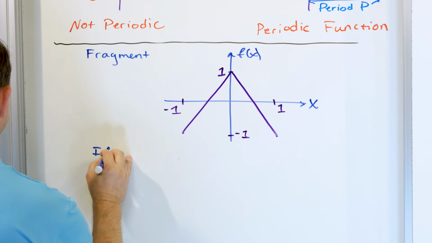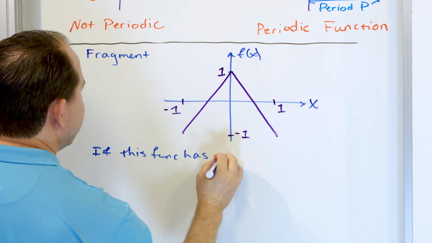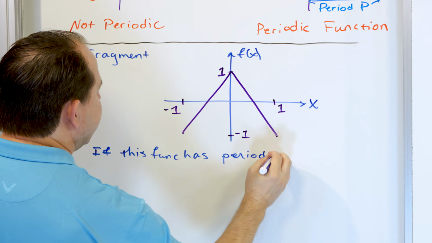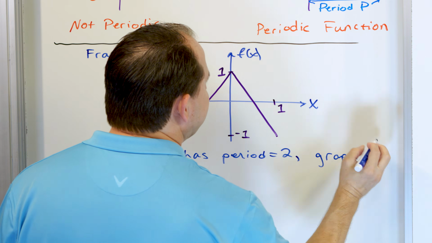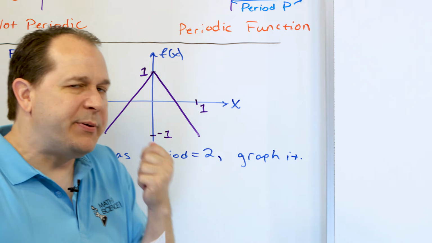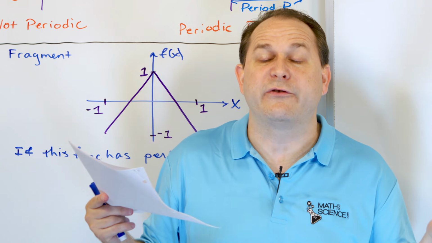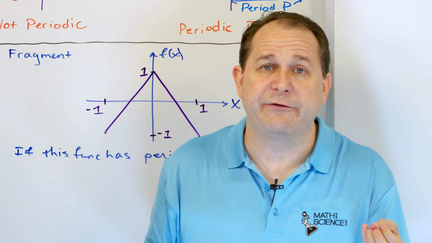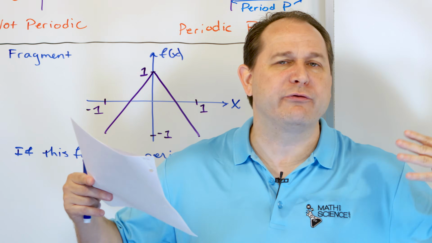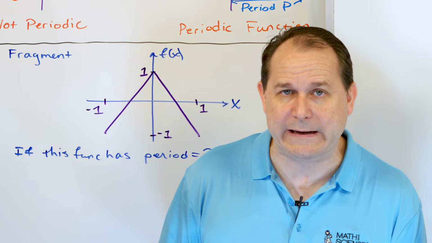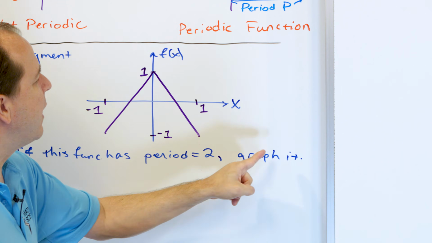So if this function has a period equal to 2, graph it. I'm trying to get you to understand the idea of what a periodic function is. So the period of a function is the horizontal distance over which the thing is starting to repeat itself. If I tell you that a function is periodic, then it literally goes on forever in both directions, negative and positive directions, and it continues to repeat forever and never stops repeating. And I'm going to tell you that this is a fragment or a snippet of a function. If this function has a period equal to 2, I want to graph it.